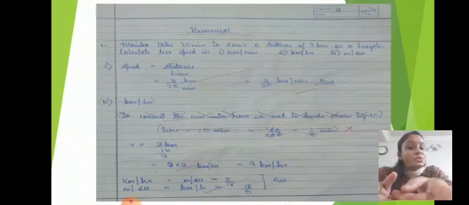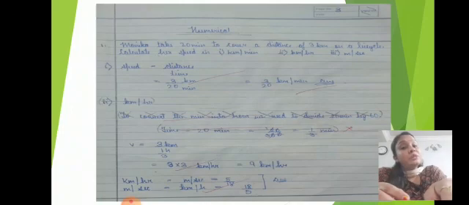I have written the two things. To change kilometer per hour into meter per second, we will just multiply the given number by 5 by 18. To change meter per second to kilometer per hour, we will multiply by 18 by 5. So you will get your answer like this.